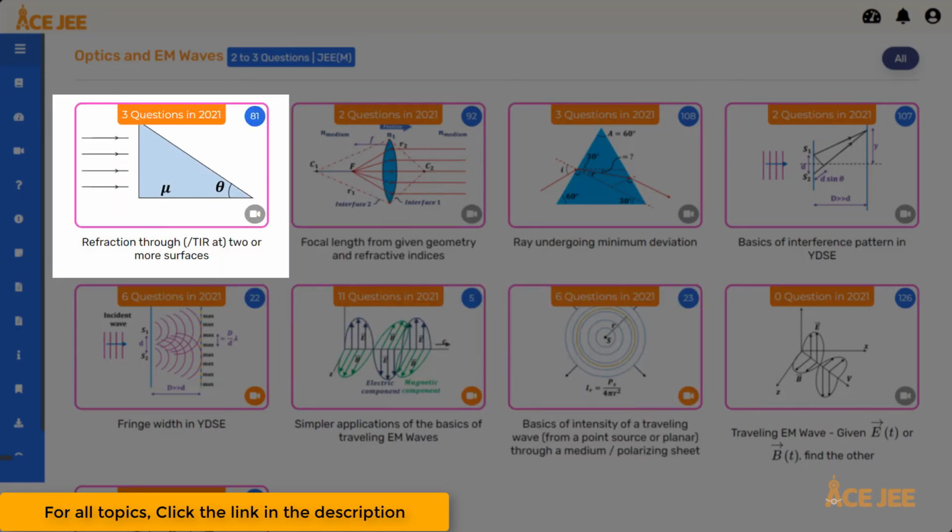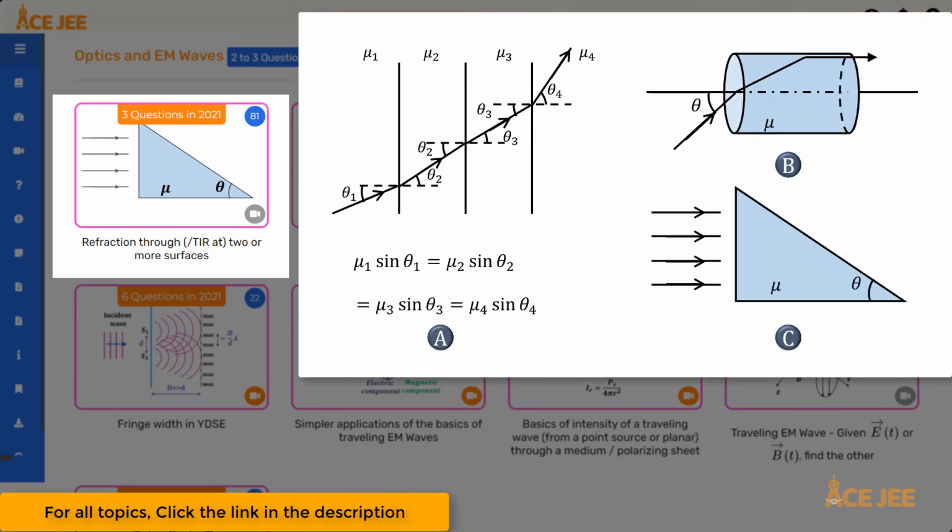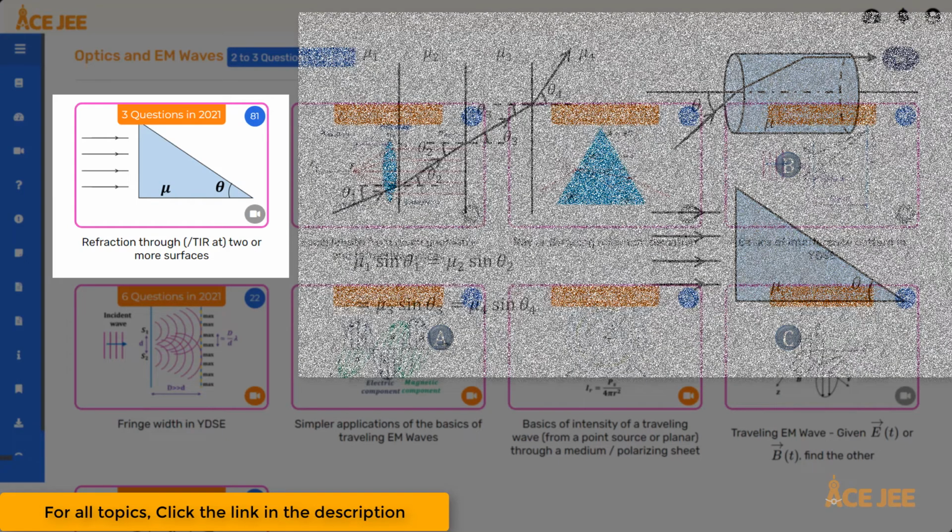In the following important question type, you will be given a light ray that passes through 2 or more interfaces, and you will be given that it undergoes total internal reflection at 1 or more of the interfaces, and you will be asked to determine information about some of the involved angles. Fairly simple and straightforward application of Snell's law. Just make sure that you correctly work out the involved geometry.